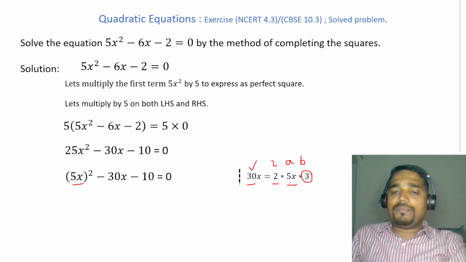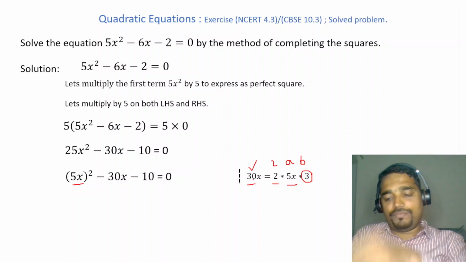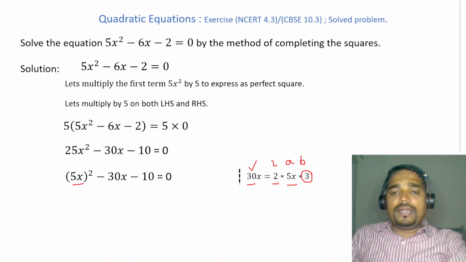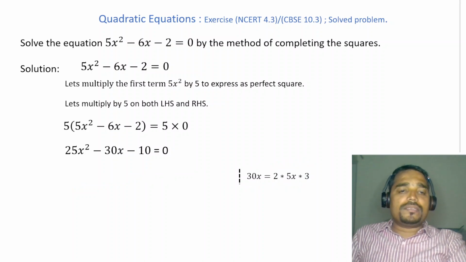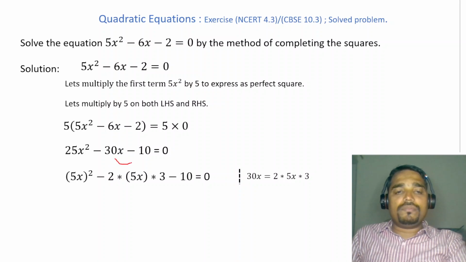Now, if you multiply the entire terms again, 2 5s are 10, 10 3s are 30. Means I am getting 30x back, which is the LHS, which means the simplification is not wrong. So let us substitute these terms in the equation. The equation would be 5x whole square minus, in place of 30x, this substitution is made as minus 2 into 5x into 3, which is 2 into a into whatever is left, now b. So this completes step number 2.